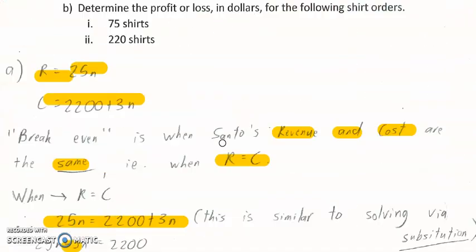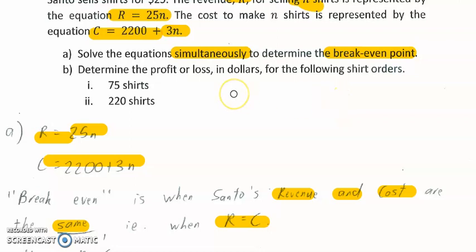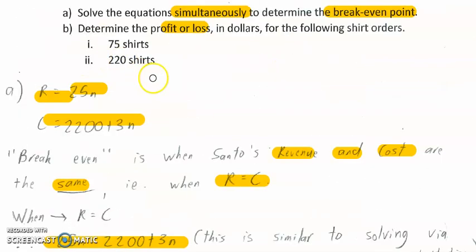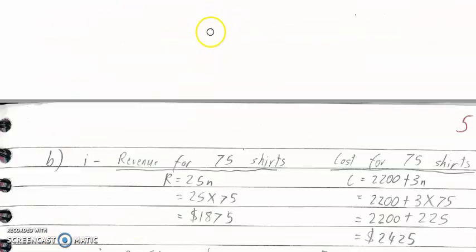Okay, part B says, determine the profit or loss in dollars for the following shirt orders. So if someone orders 75 shirts, is he going to make a profit or loss? Well, given he needs to sell 100 shirts to break even, yeah, we know he's going to make a loss there. But we want to figure out exactly how much of a loss he's going to make on 75 shirts.